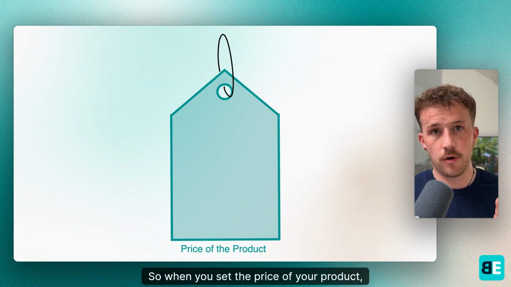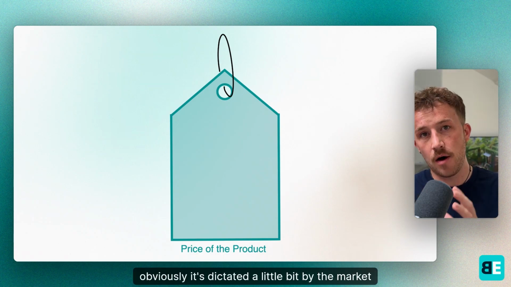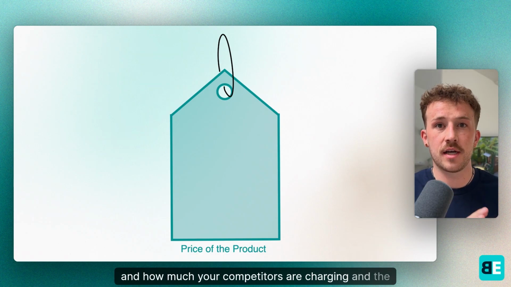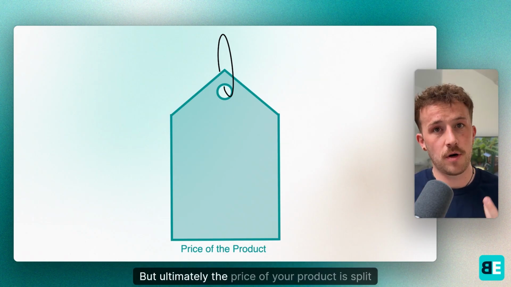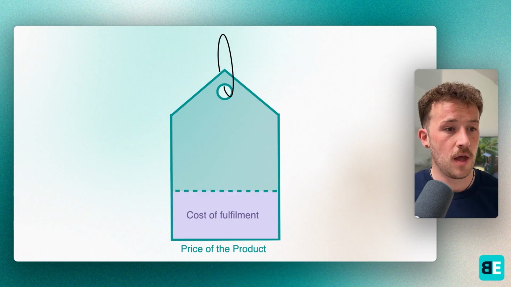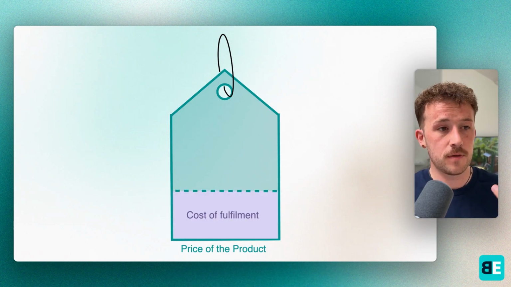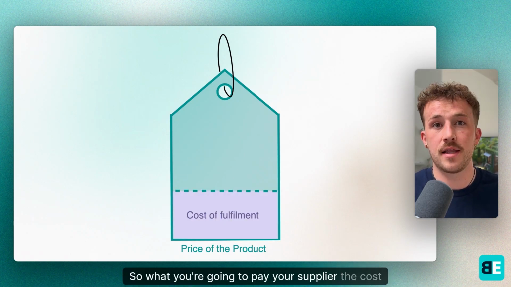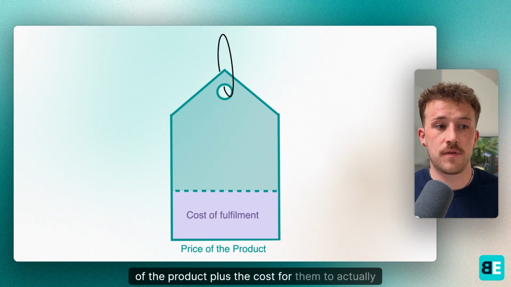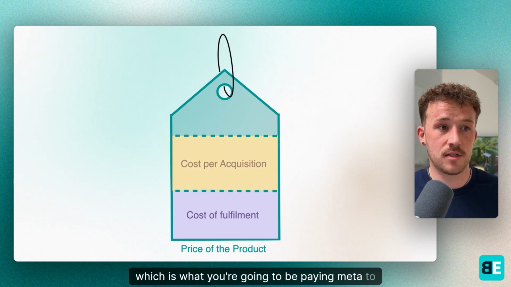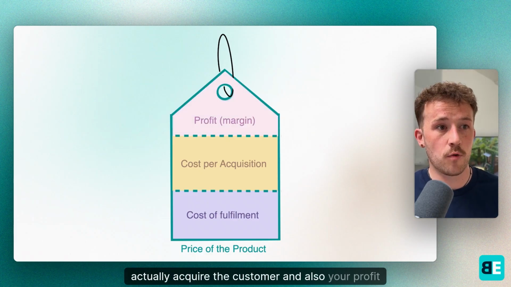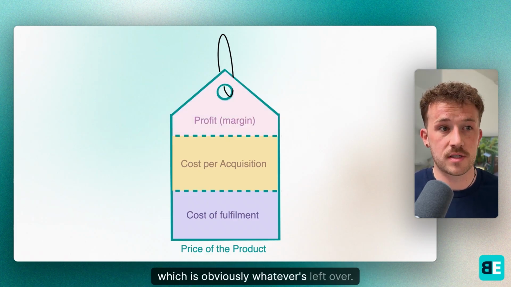When you set the price of your product, obviously it's dictated a little bit by the market, how much your competitors are charging, and the customer perception of your product. But ultimately, the price of your product is split into three things. First of all, you've got the cost of fulfillment, so what you're going to pay your supplier, the cost of the product, plus the cost for them to ship it to your customer. The cost per acquisition, which is what you're going to be paying Meta to acquire the customer. And also your profit margin, which is obviously whatever's left over.